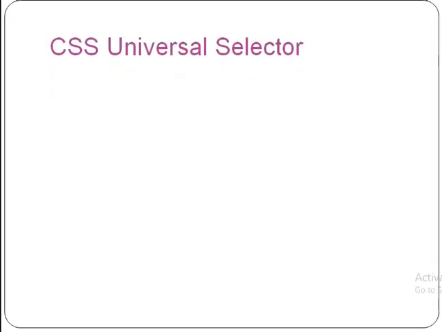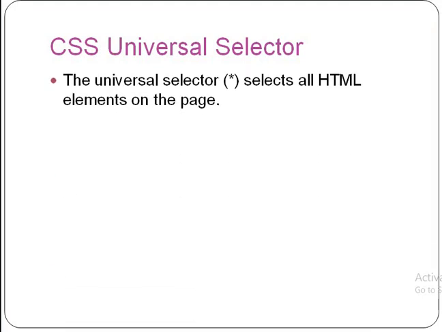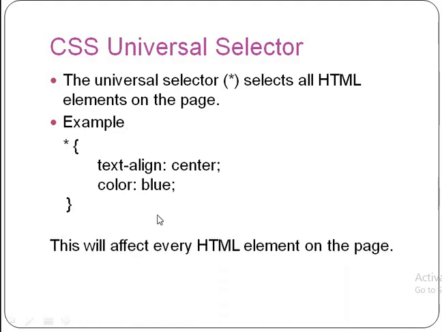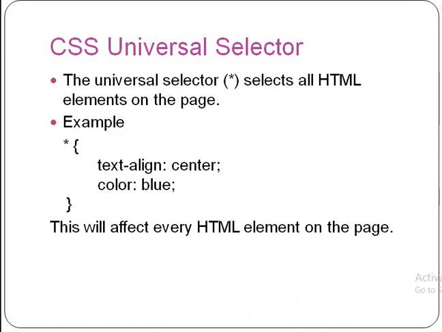The next CSS selector is the universal selector. The universal selector selects all HTML elements on the web page. So if you add a star before the declaration, then all the HTML elements will be affected by that particular styling. Let's see an example. So here is the code to define the universal selector. That is, a star is marked here and inside it the declarations are provided. This will affect every HTML element on the page. So whatever elements are defined inside the body tag, all those elements will be affected by the styling provided here. So let's see with the help of a program.